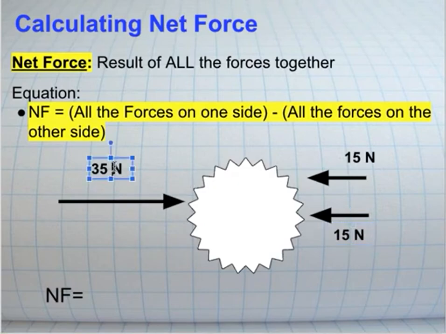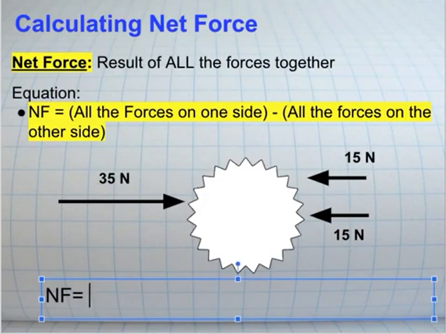That one is 35 newtons large. So I'm going to say, I have 35 newtons, and there's no other arrow going right. So I know that there's only one force going in the right direction. Now I look over here and I see that there are 2 forces going in the left direction.